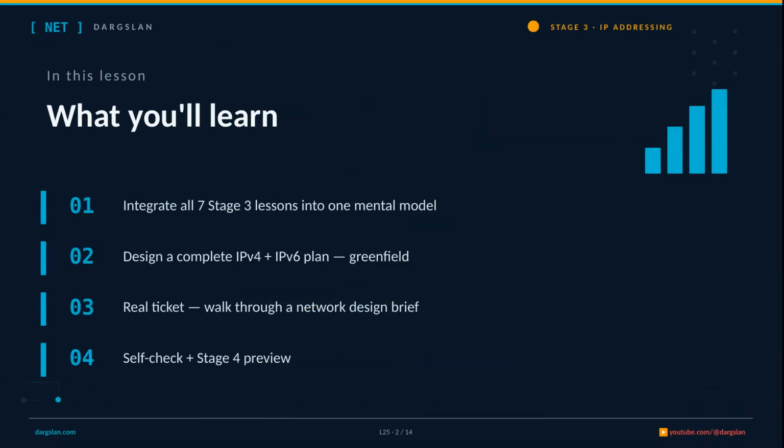So here's the path for the next few minutes. First, we'll stitch all 7 Stage 3 lessons into one unified mental model, the framework you'll actually reach for at the whiteboard. Then, we'll design a complete IPv4 and IPv6 plan from a true greenfield, walk through a realistic design ticket the way a senior engineer would, and finish with a quick self-check and a look ahead at Stage 4.